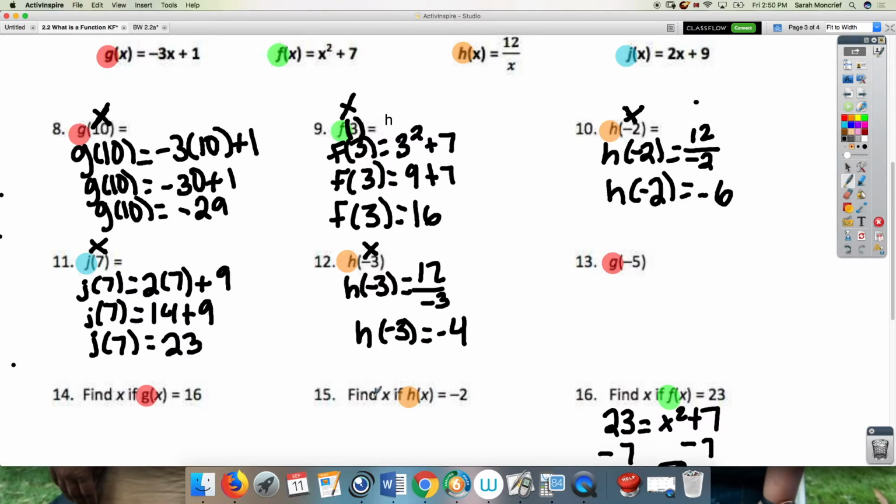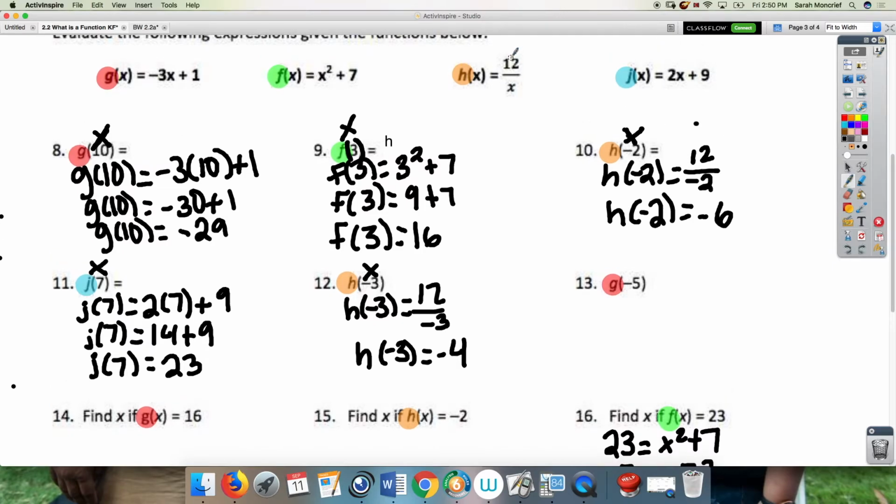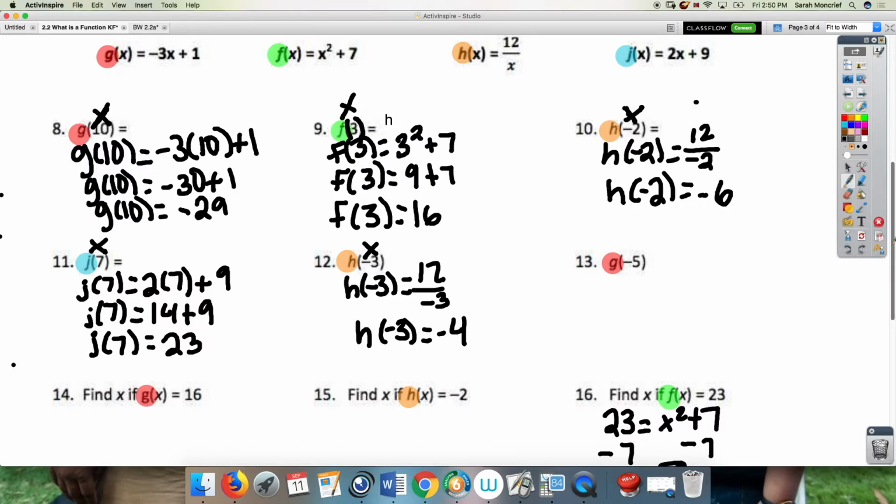Wait, it was negative 4? Yeah, I thought it was negatives. I put negative 4 on my paper and I said positive. No, negative 4. Your 12 is positive, and we're dividing it by a negative 3, so it's going to be negative 4. Oh, because that equal sign looked like it had a negative. That happens.